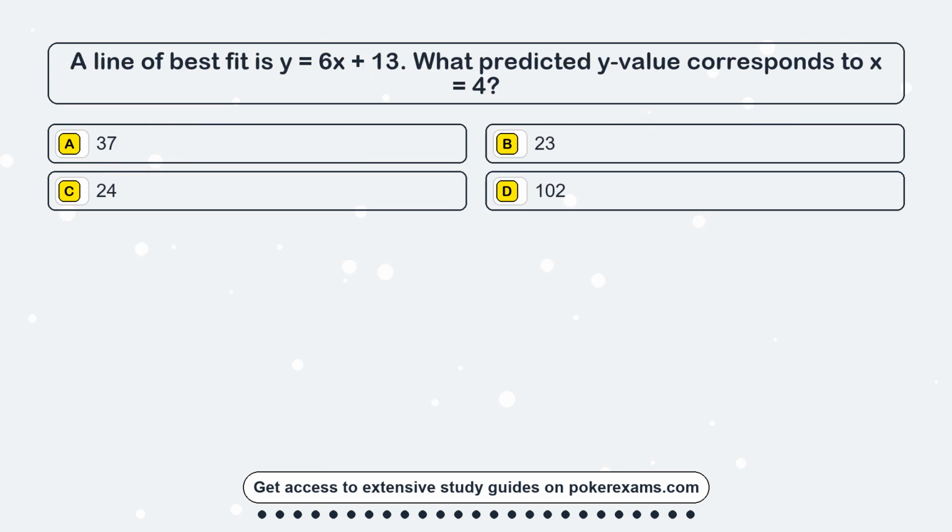Question 25. A line of best fit is y equals 6x plus 13. What predicted y-value corresponds to x equals 4? Option A 37. Option B 23. Option C 24. Option D 102.